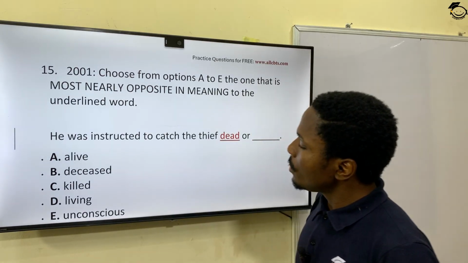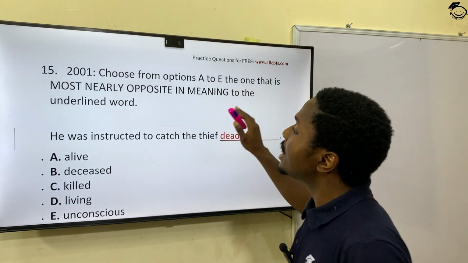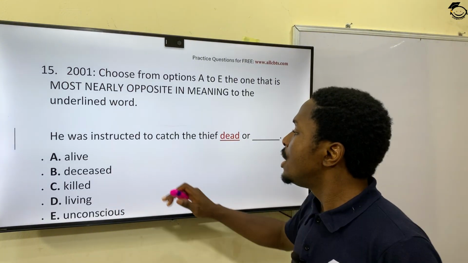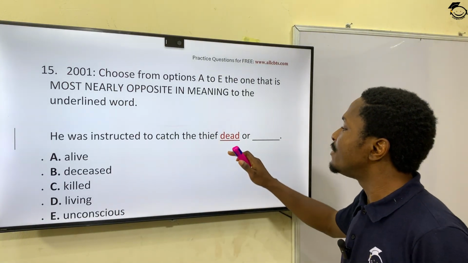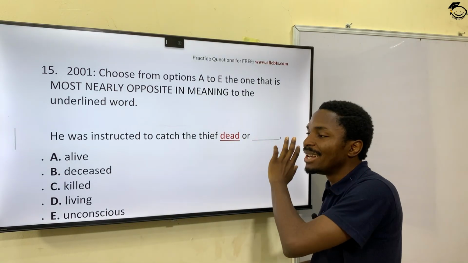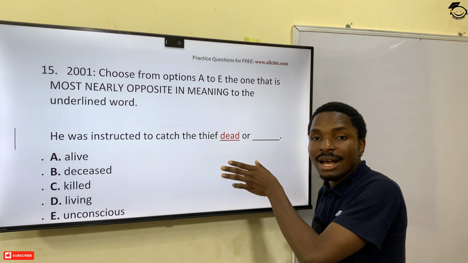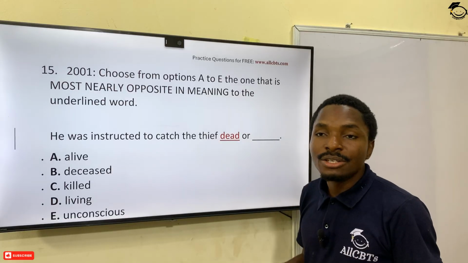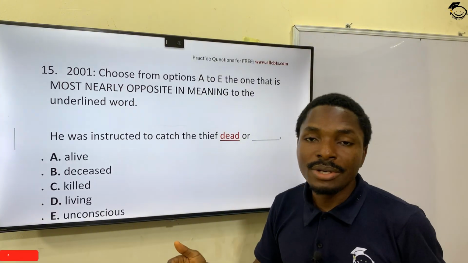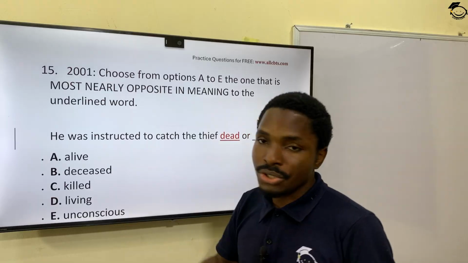15. From 2001, choose from options A to E the one that is most nearly opposite in meaning to the underlined word. He was instructed to catch the thief, dead or... This one should be a bonus question for you because this is a popular one. You must have watched some movies where the caption was dead or alive. In military or law enforcement, it's called DOA. When they say get him DOA, it means dead or alive. So that's option A.